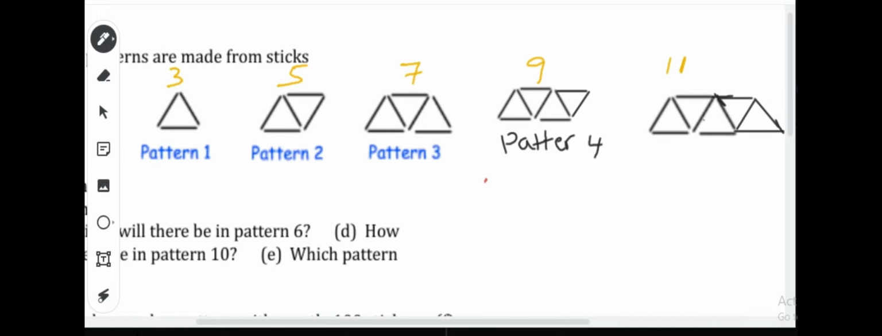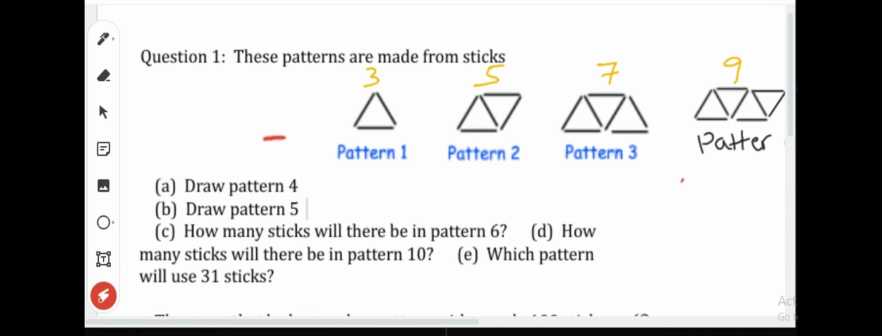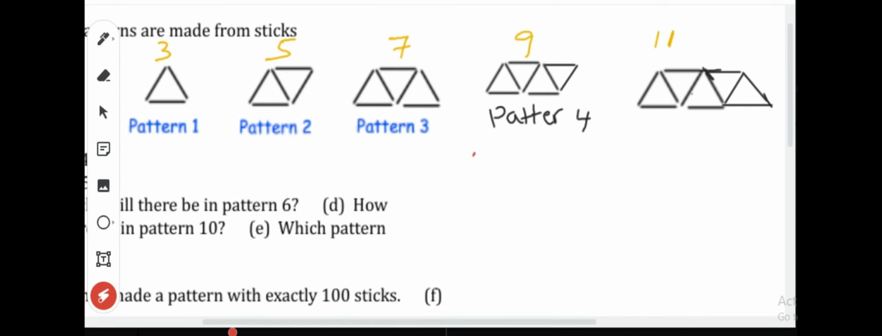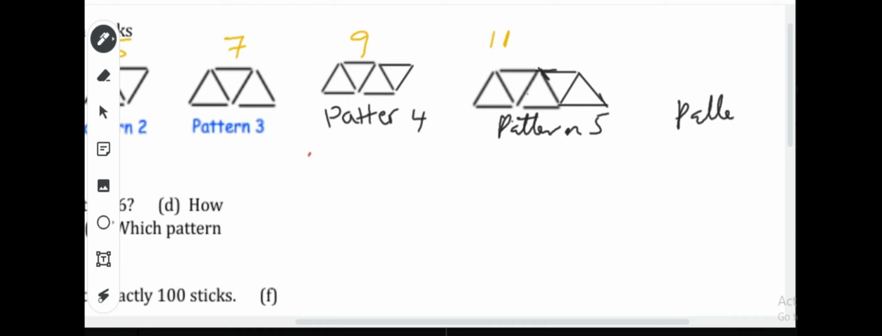Okay, now it says we've drawn pattern 4 and pattern 5. How many sticks will there be in pattern 6? We can actually get it. This is pattern 1, pattern 2, pattern 3, pattern 4, pattern 5. This is pattern 5.